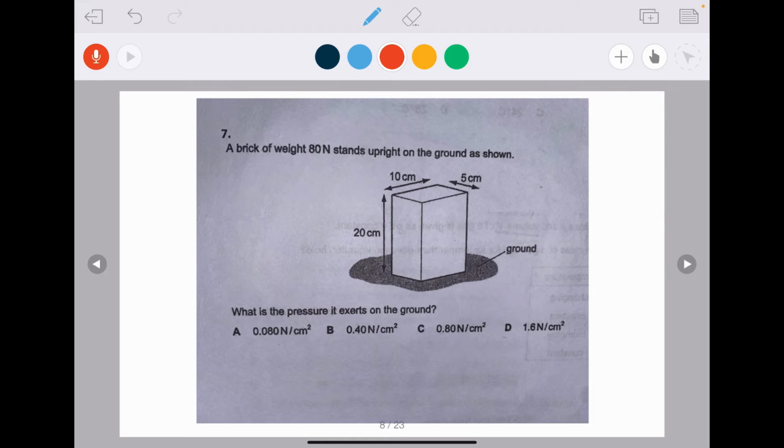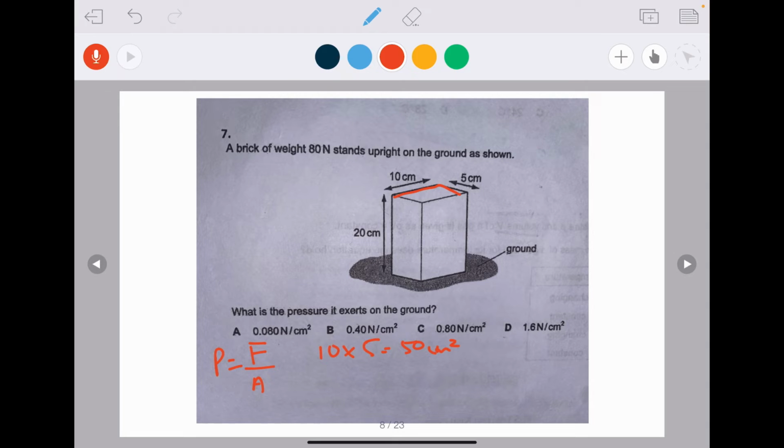For question 7, a brick of weight 80 newtons stands upright on the ground as shown. What is the pressure it exerts on the ground? So we know that pressure equals force over area. Oh, we don't need to rearrange this formula, we can just use it. Pressure equals force over area. We need to find the base area, which is 10 multiplied by 5. So 10 multiplied by 5 equals 50 centimeter squared.